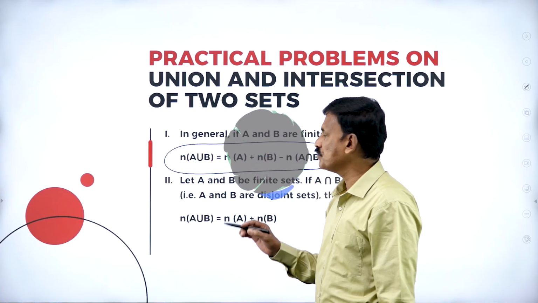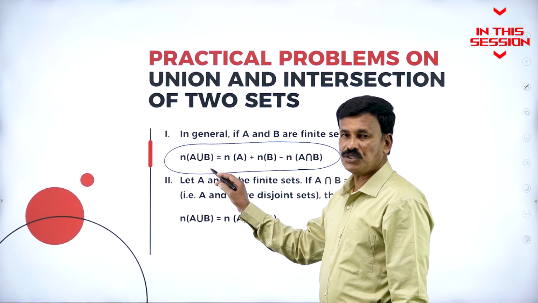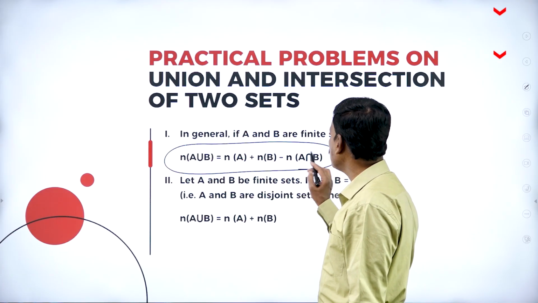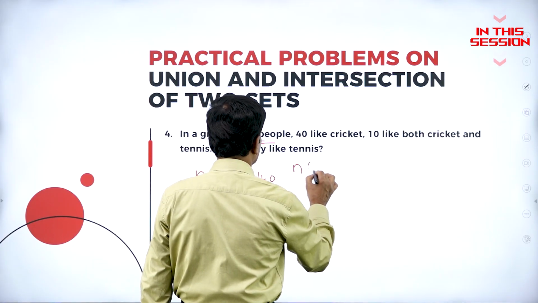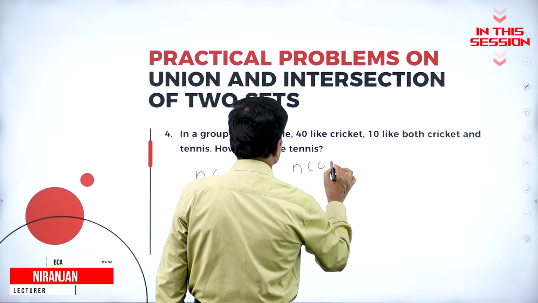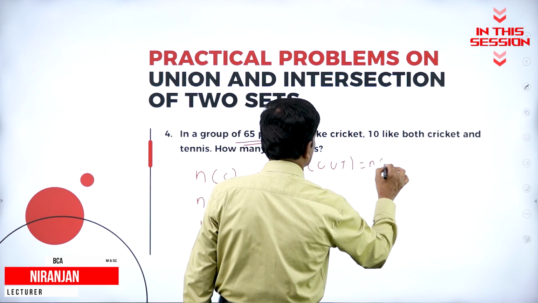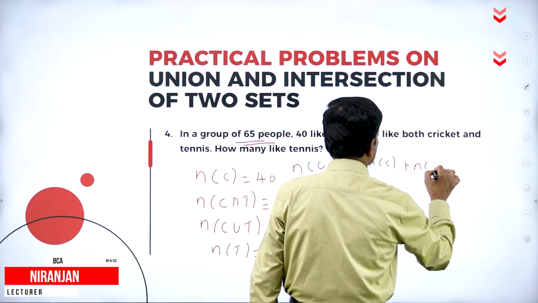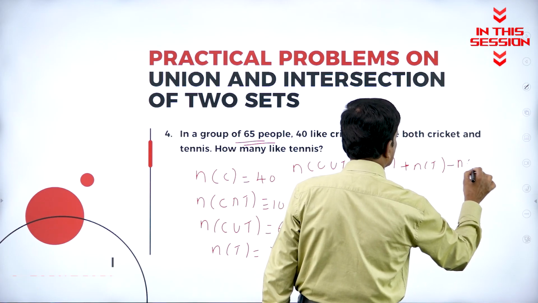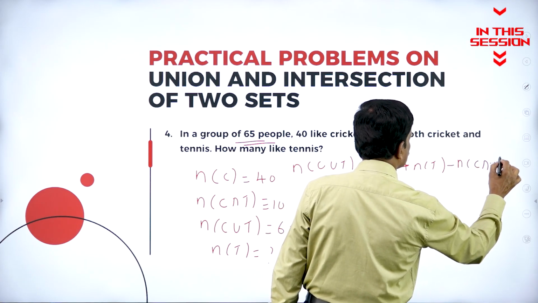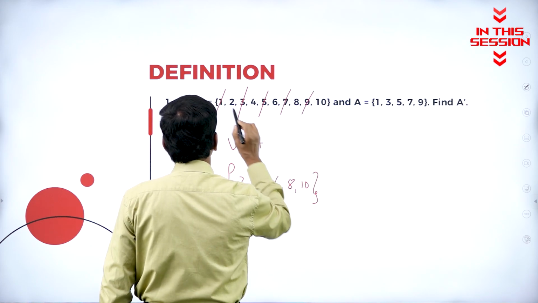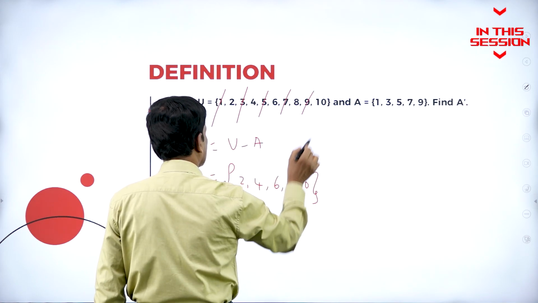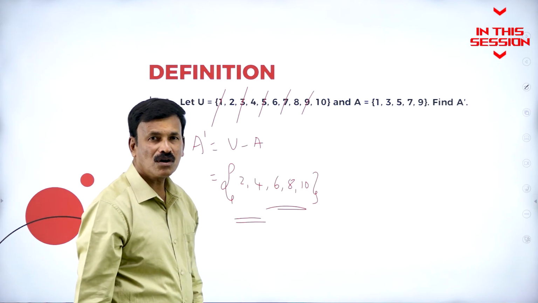If A and B are any two finite sets, then n of A union B is equal to n of A plus n of B minus n of A intersection B. Now what is the formula? As usual, n of C union T is equal to n of C plus n of T minus n of C intersection T. 1, 3, 5, 7, 9. So 2, 4, 6, 8 and 10 comes under the complement of A.